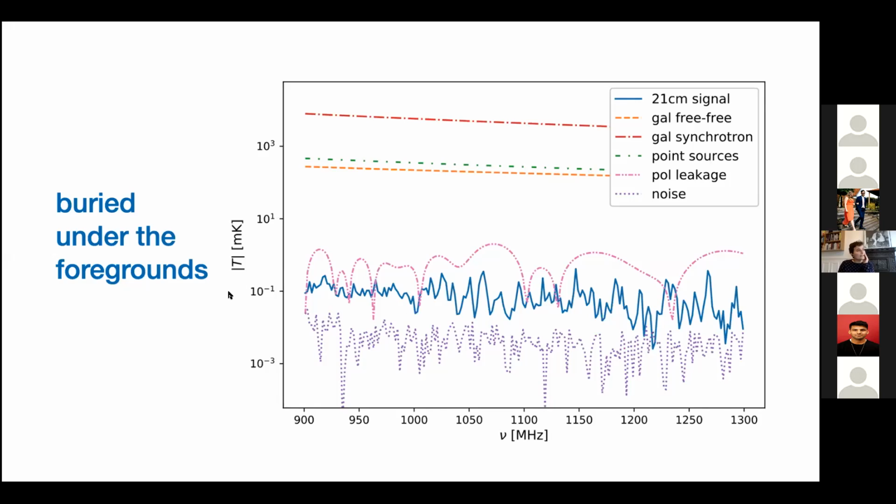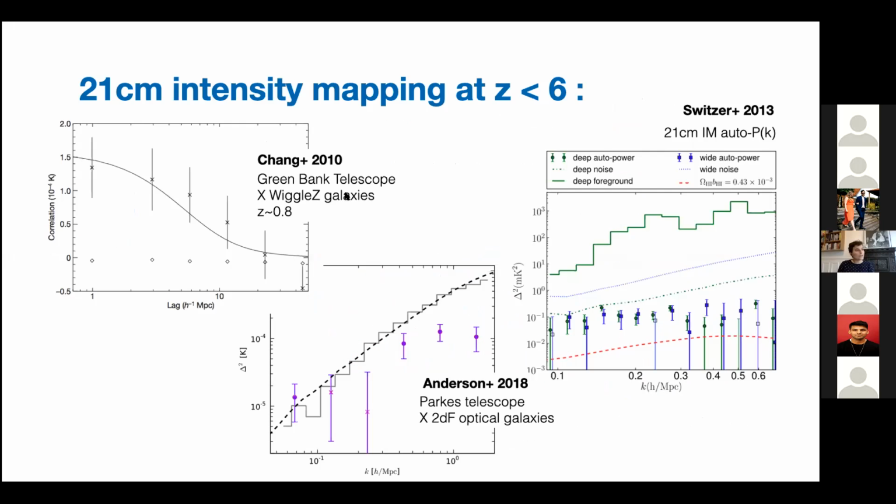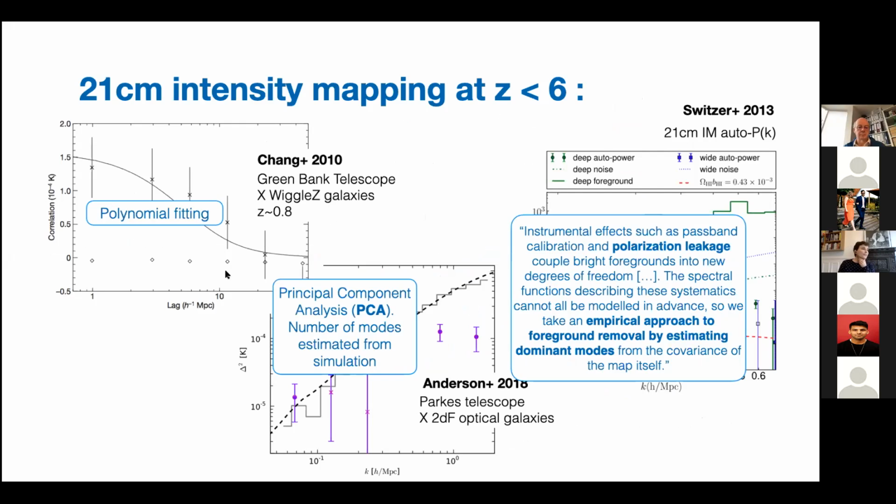So in terms of brightness temperature, this is what's going on as a function of frequency. This solid blue line is the signal that we would like to measure, and here on the top you see all the galactic and extragalactic emissions that we need to take care of. So how did this collaboration manage to get something out of it? Either with a simple polynomial fitting or PCA, but still they did acknowledge that it's not enough. There are things such as the polarization leakage, I will come to this later, that couple with the foregrounds and make the removal of these foregrounds really hard to perform with these standard techniques.